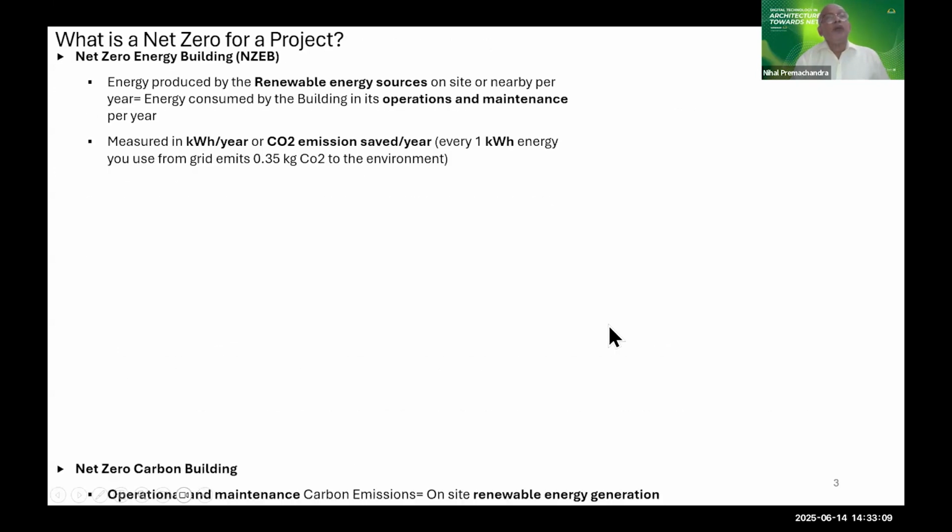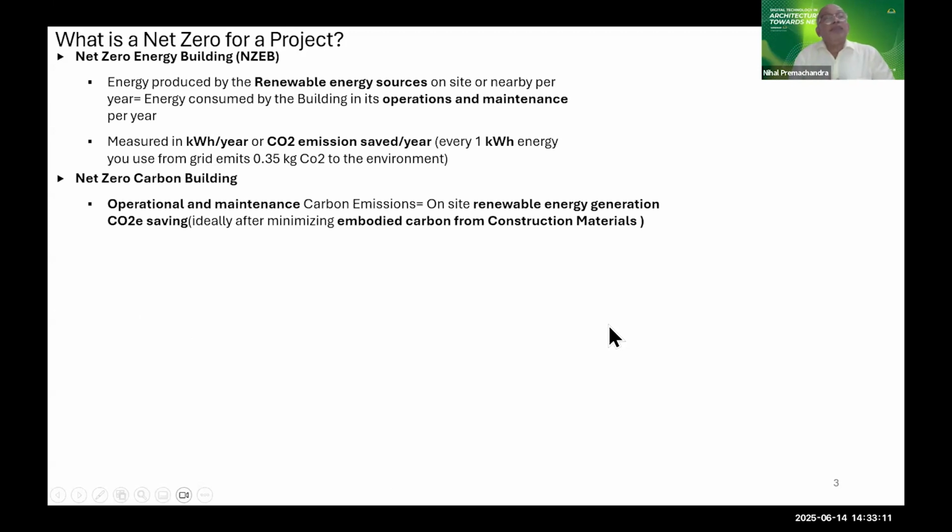Now, what is a net zero project? A net zero energy building is a building which produces renewable energy on site or nearby the site, which is equivalent to the energy consumed by the building on its operations and maintenance. Now, when I was doing the Dubai Sports Complex, we did calculate at the design stage.